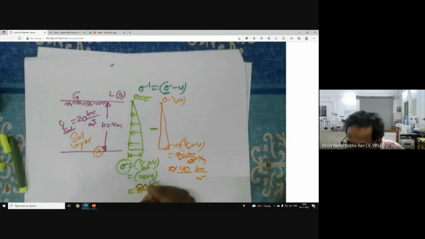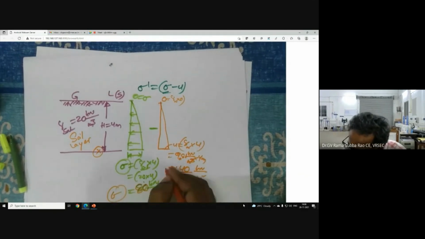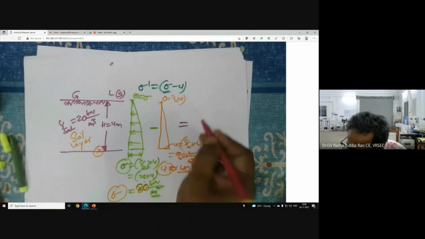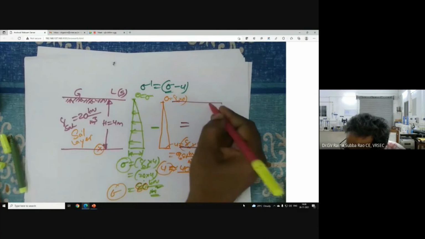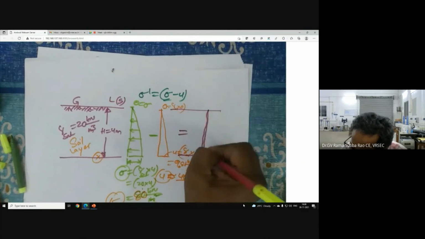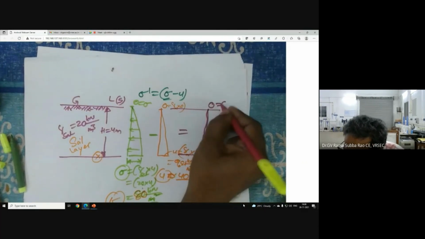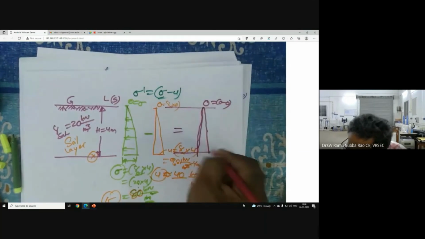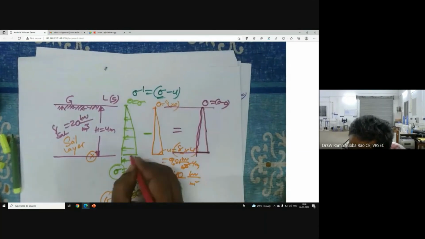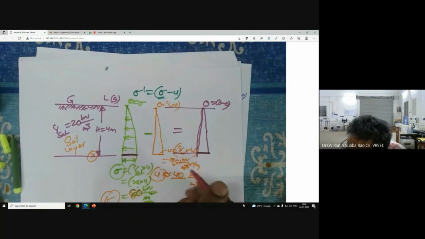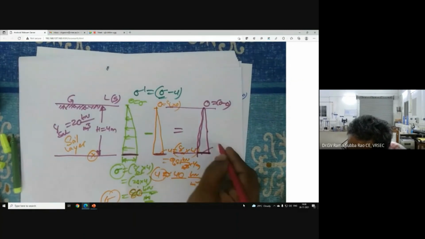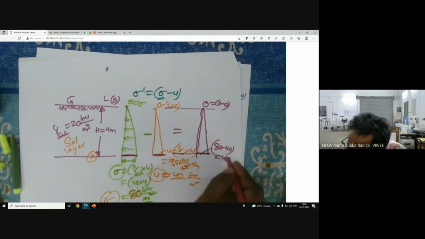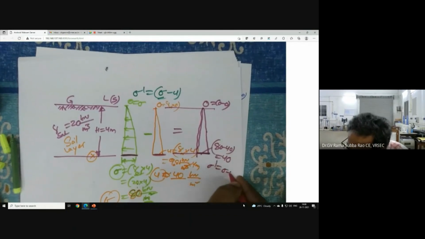And I have 80 as sigma. Pore water pressure is 40. Now let me tell you the answer. At top, 0 minus 0 is 0. I will also write that 0 minus 0 is 0. Now at bottom it will be reduced. It is not 80. Now it will be 80 minus 40. The answer is 40. So sigma dash is equal to sigma minus u.